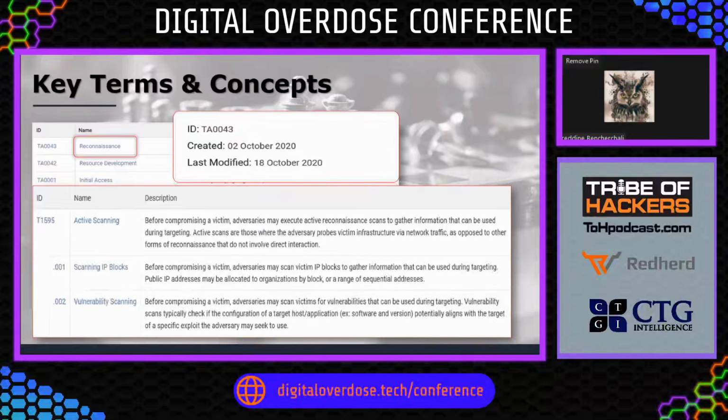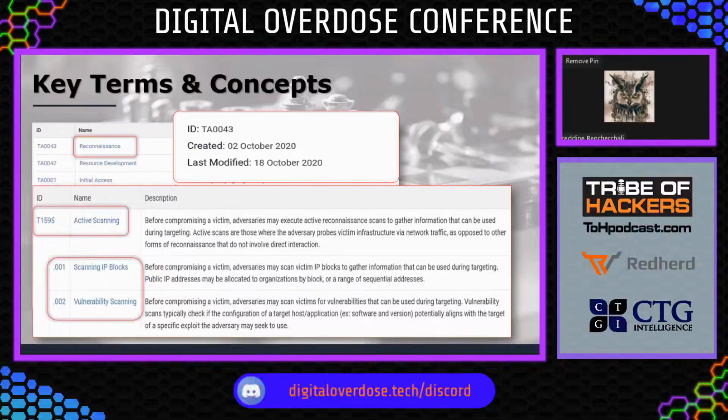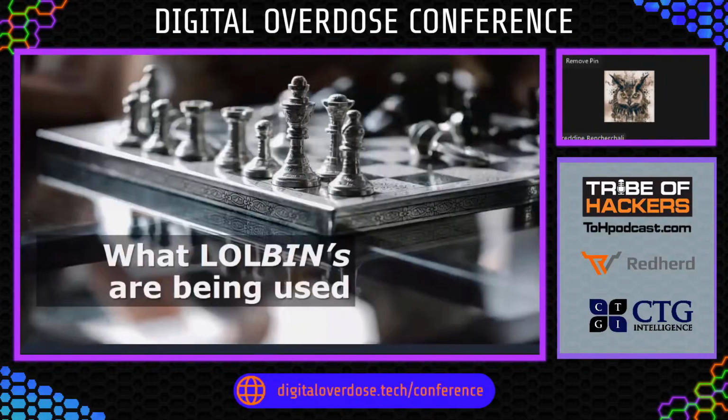So for each technique, it describes a method that the attacker can use to gain some information on the network. So for example, we have active scanning, and inside that active scanning, attackers can use vulnerability scanning, for example, to get information about the computers and if they are vulnerable to any CVEs or the like. Now, what are the tools that are being used?